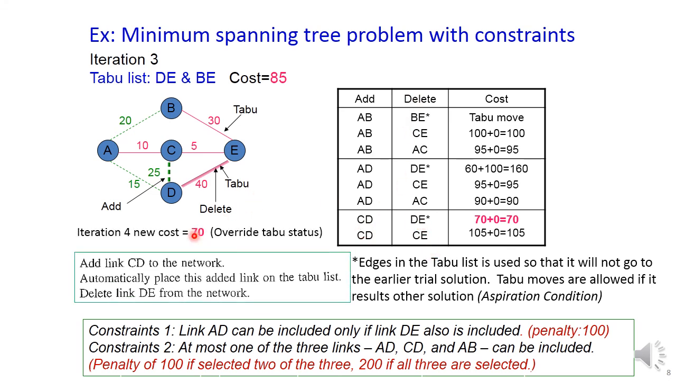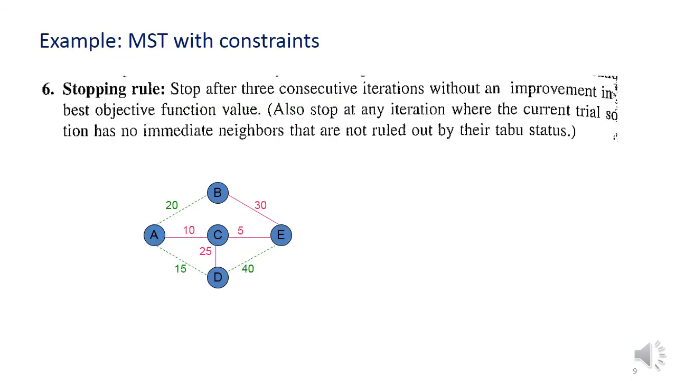So now, at the end of iteration 3, the solution that we got is this one. So that is the beginning of iteration 4. The cost is 70. Of course, we need to add CD to the network and delete DE from the network. And we need to add CD to the taboo list. So this is updated in the taboo list. CD is updated here, where the first one will be deleted.